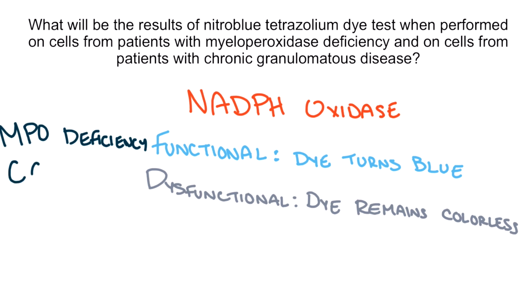This is in contrast to patients with chronic granulomatous disease who have a deficiency in NADPH oxidase. This means that their cells will not be able to act on the dye and it will remain colorless. Remembering this key difference can help you confidently distinguish these two pathologies on exams.